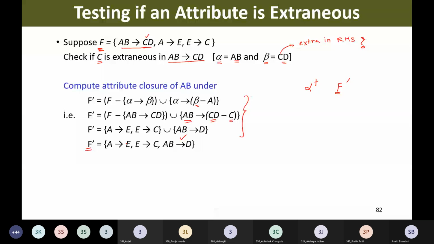Are you getting me? Yes, ma'am. So, have you understood how we found out this F dash?